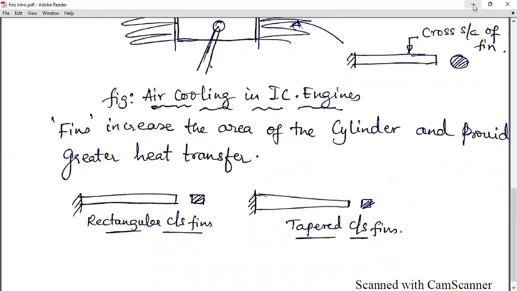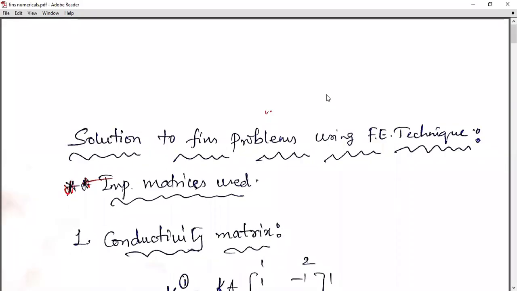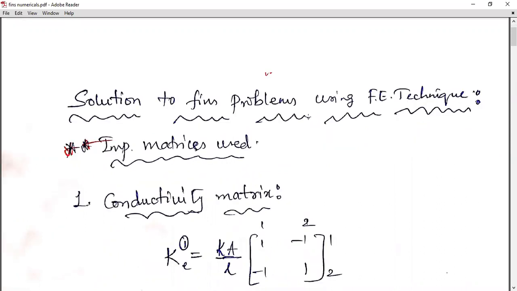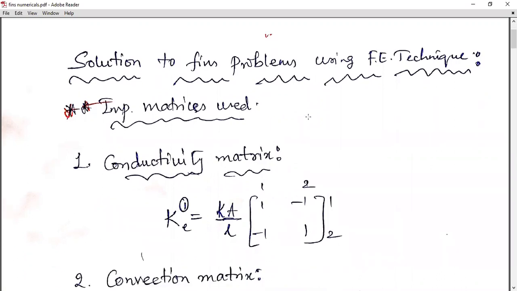Now we'll move on to the basic fin matrices required to solve our exercises on finite element techniques, that is, the solution to fin problems using finite element techniques. I will not be focusing on the derivation aspects. There are some important matrices used, just like you have used in conduction and even in structural problems, trusses and beams.